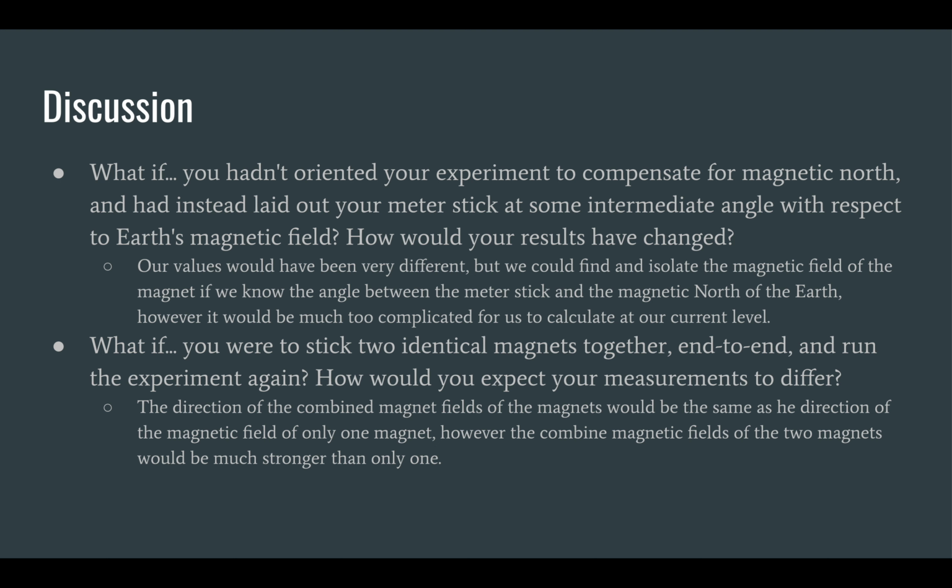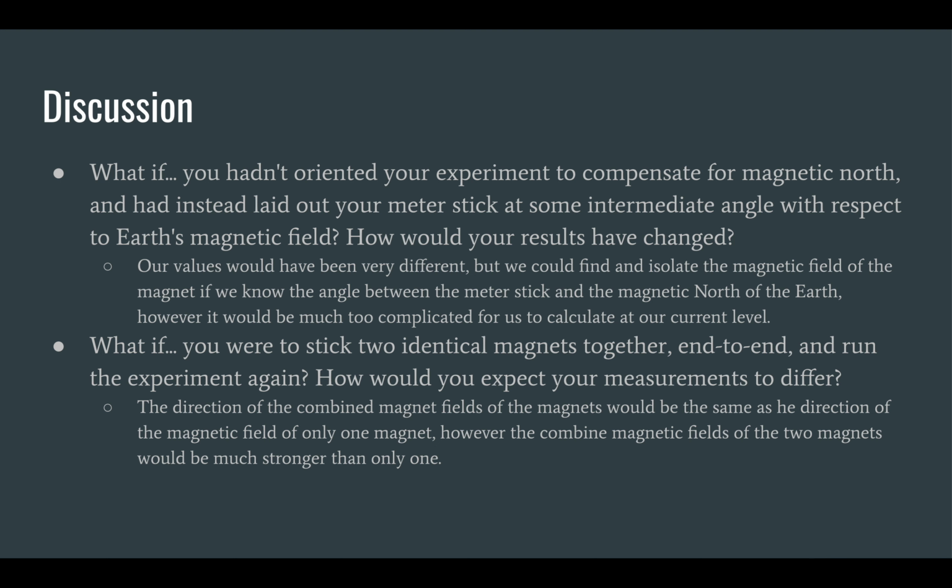For the question: what if you hadn't oriented your experiment to compensate for the magnetic north and had instead laid out your meter stick at some intermediate angle with respect to the Earth's magnetic field? How would your results have changed? Our values would have been very different, but we could find and isolate the magnetic field of the magnet if we knew the angle between the meter stick and the magnetic north of the Earth. However, it would be much too complicated for us to calculate at our current level of understanding.